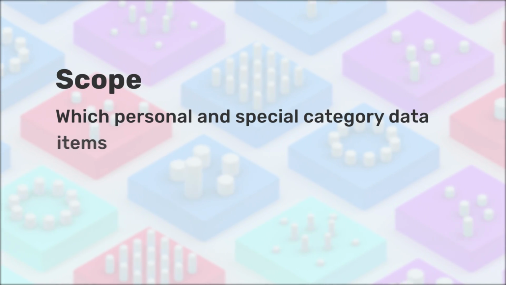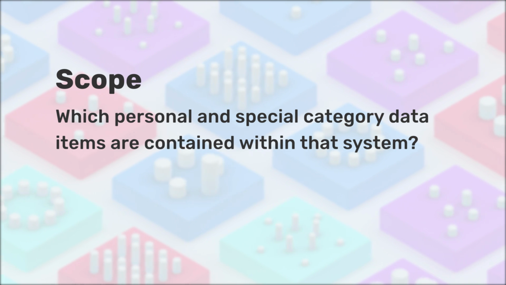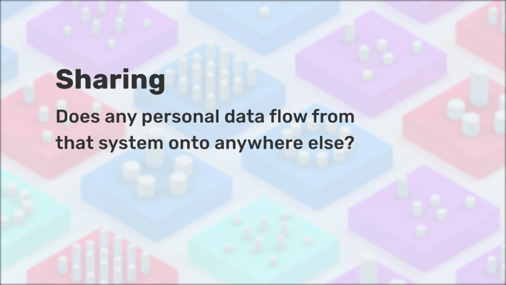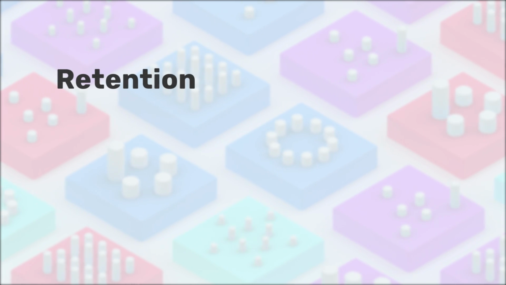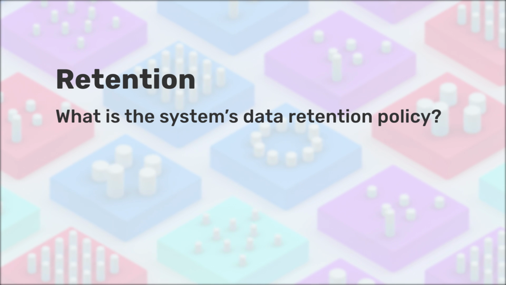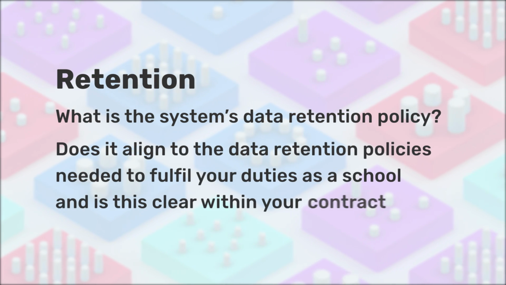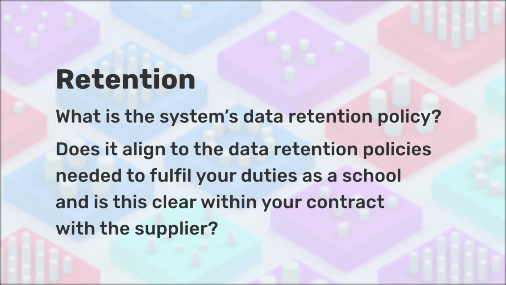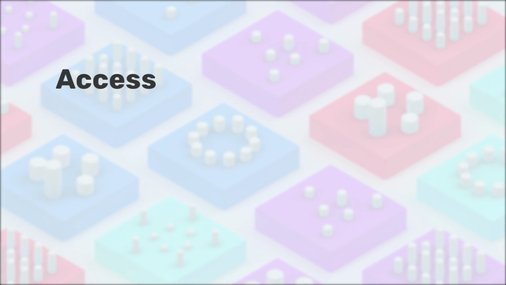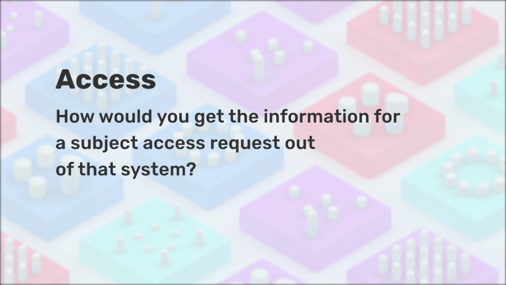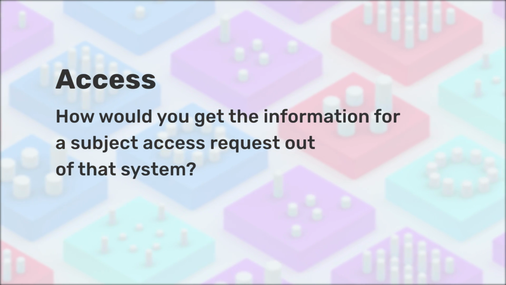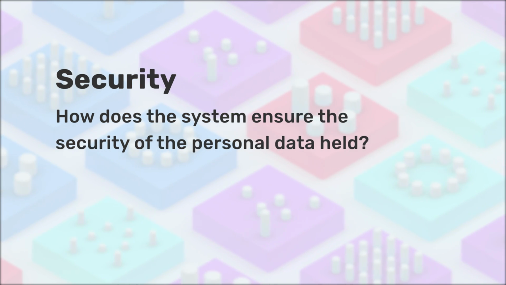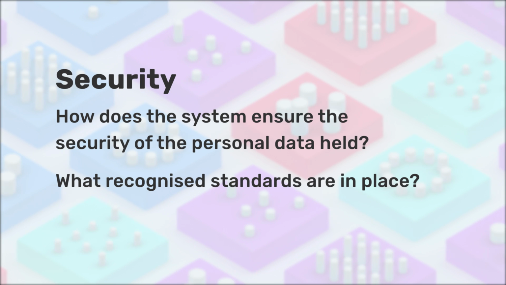Scope. Which personal and special category data items are contained within that system? Sharing. Does any personal data flow from that system onto anywhere else? Retention. What is the system's data retention policy? Does it align to the data retention policies needed to fulfil your duties as a school? And is this clear within your contract with the supplier? Access. How would you get the information for a subject access request out of that system? Security. How does the system ensure the security of the personal data held? What recognised standards are in place?